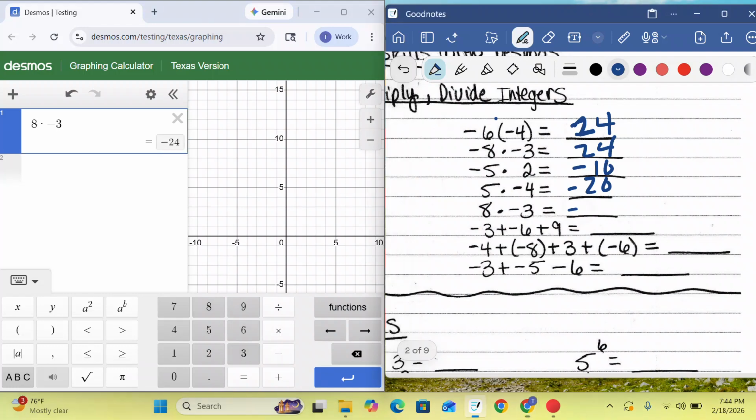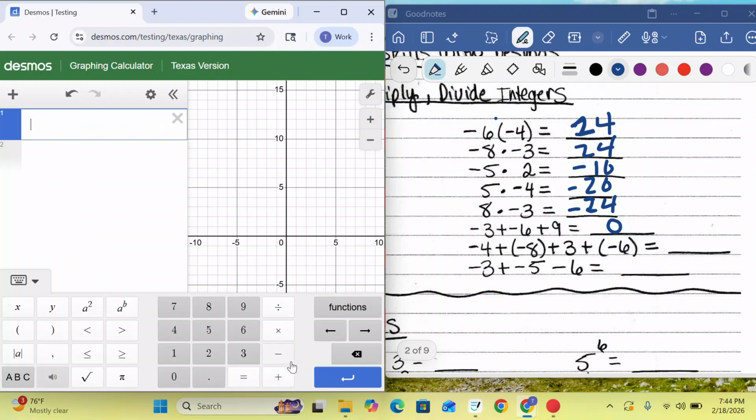That gives me a negative 24. That is a 2. And then the next one is negative 3 plus negative 6 plus 9. So I'm going to input it exactly the way it is. Negative 3 plus negative 6 plus 9. The answer is 0.